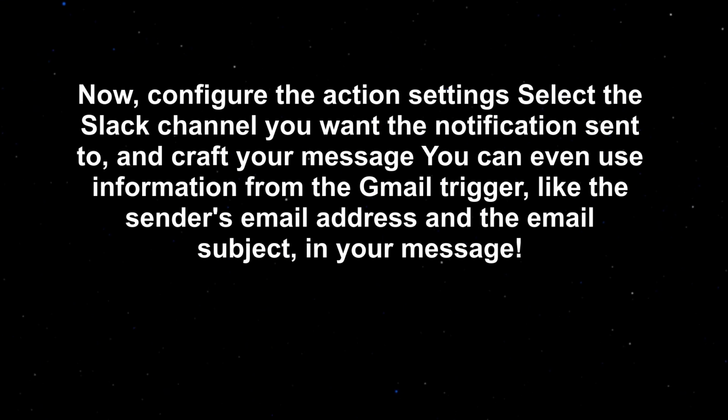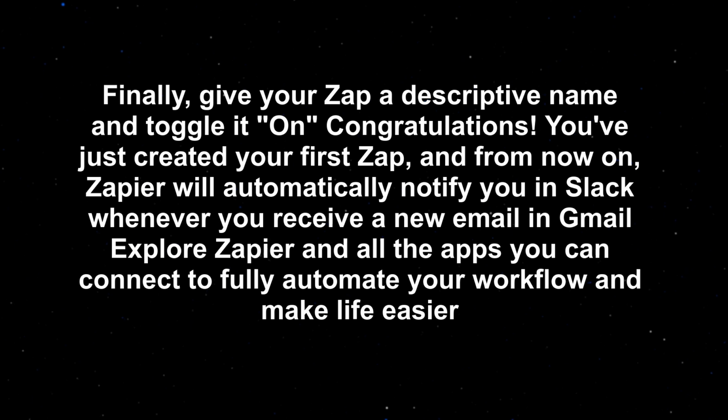Now, configure the action settings. Select the Slack channel you want the notification sent to, and craft your message. You can even use information from the Gmail trigger, like the sender's email address and the email subject, in your message. Finally, give your Zap a descriptive name and toggle it on.